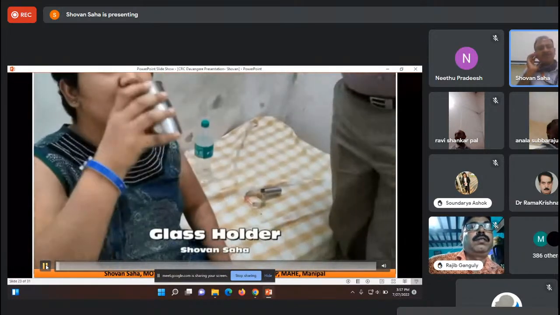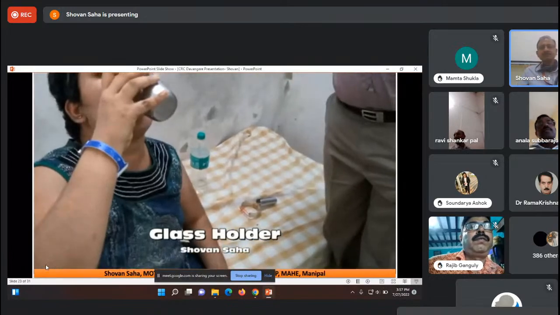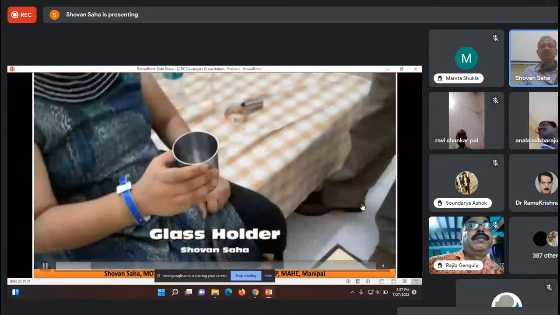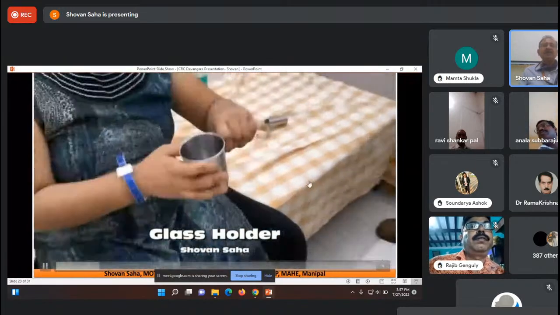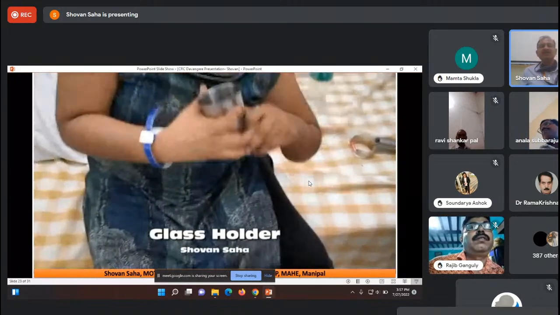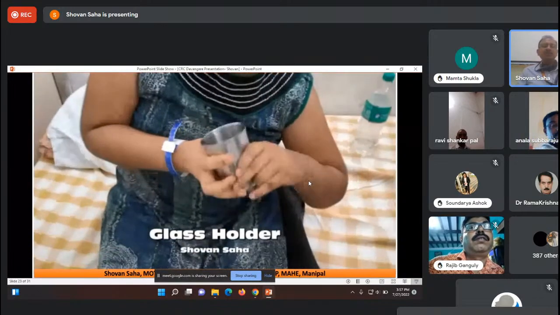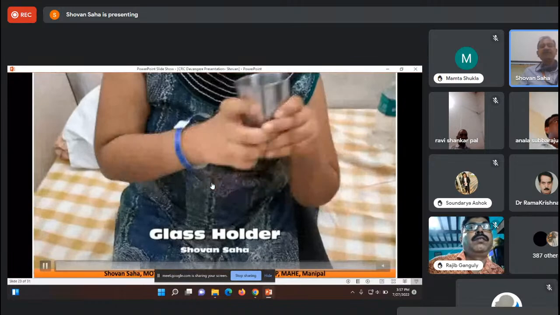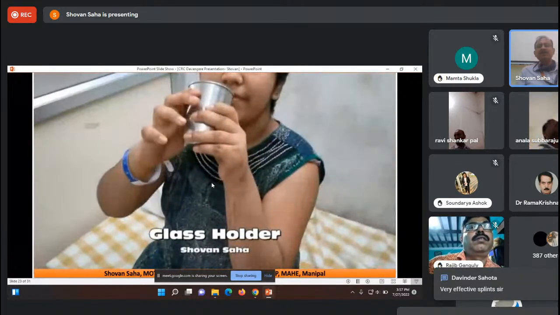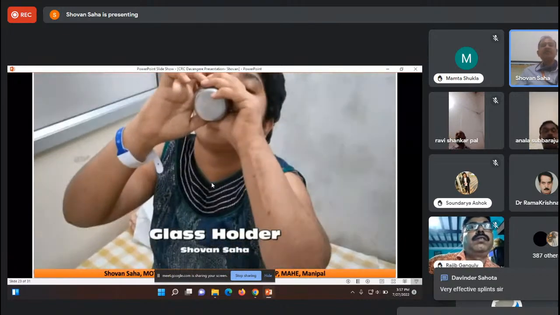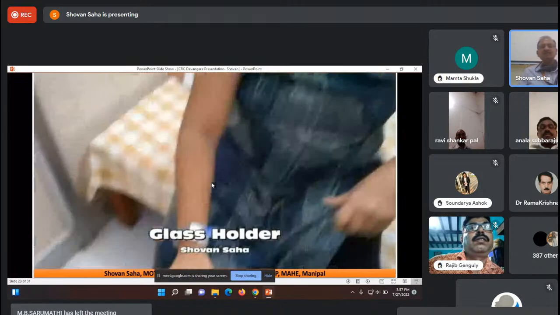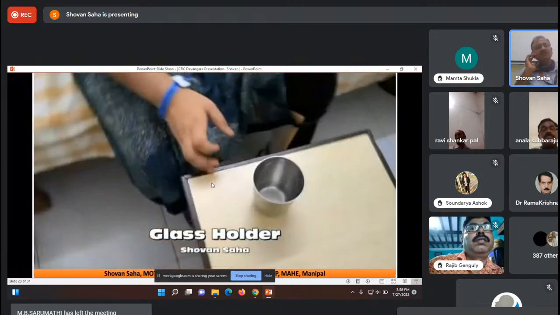This is an infantile hemi. We make some adaptive devices as well, along with the splint. Her left side is involved. She wants to drink water with the affected hand, especially when she is eating with the unaffected side, because her hand would be smeared with rice, gravy, all those things. So that is the time when she wants to drink water.